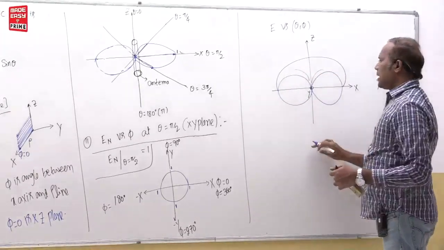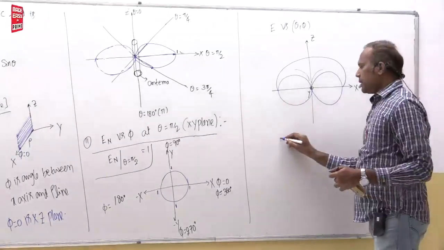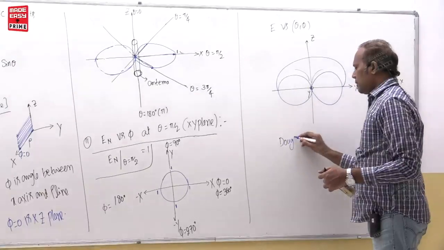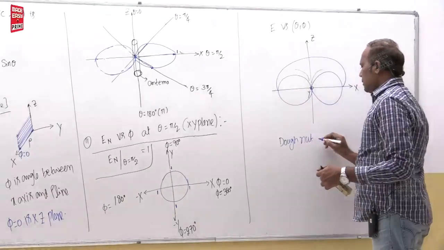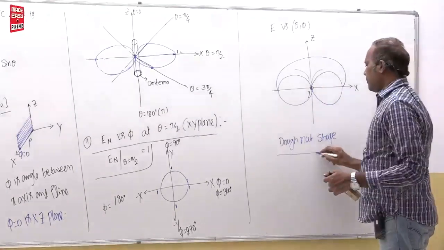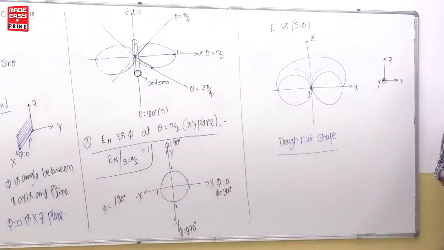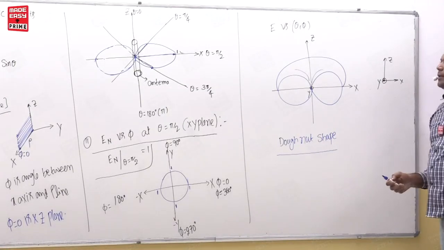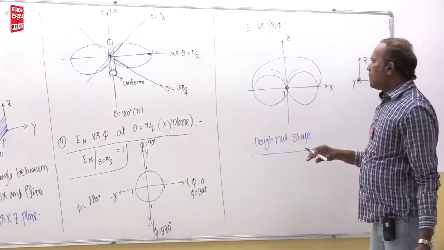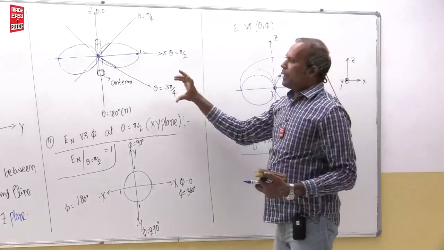This is called donut shape. Donut shape, this is. So this is the overall electric field pattern. This is X, this is Z. So you remember these two separately.